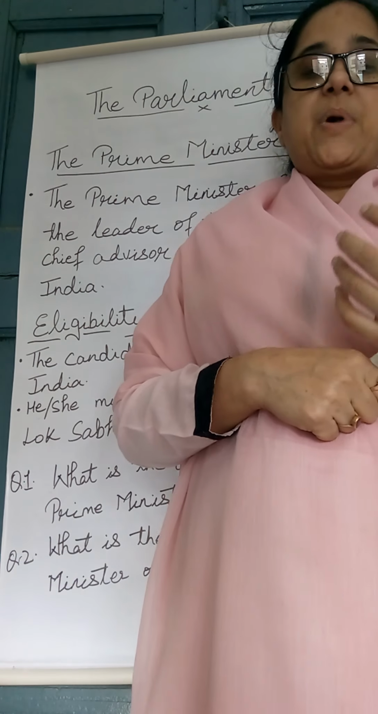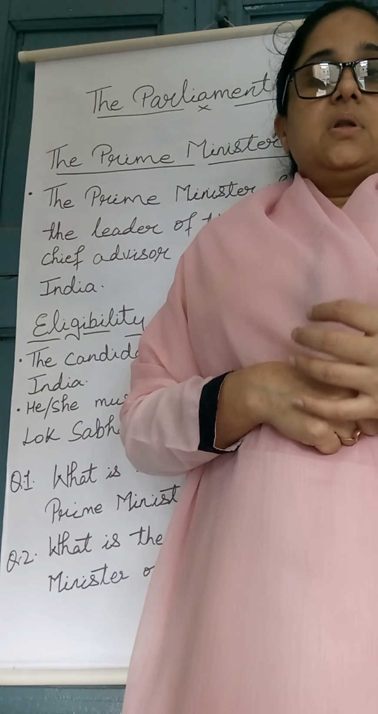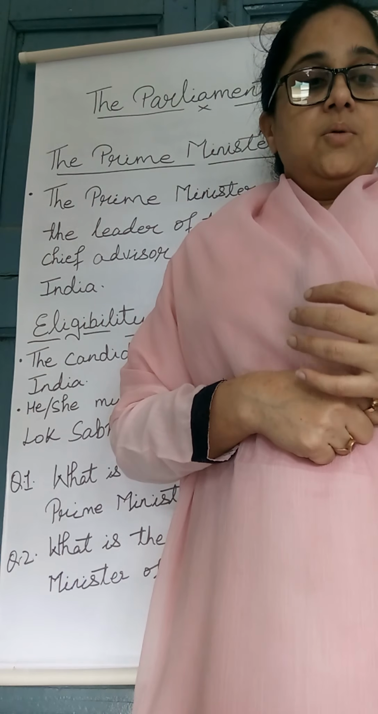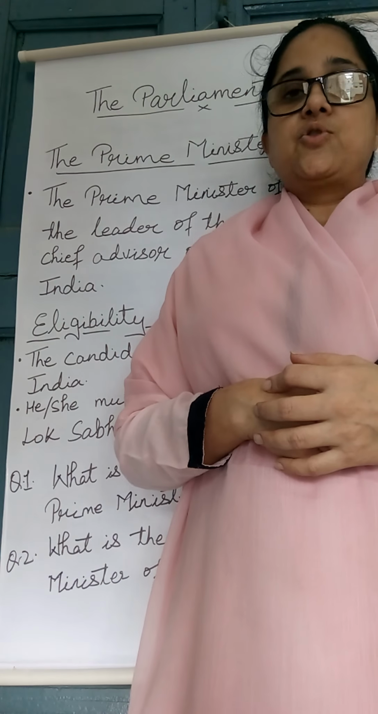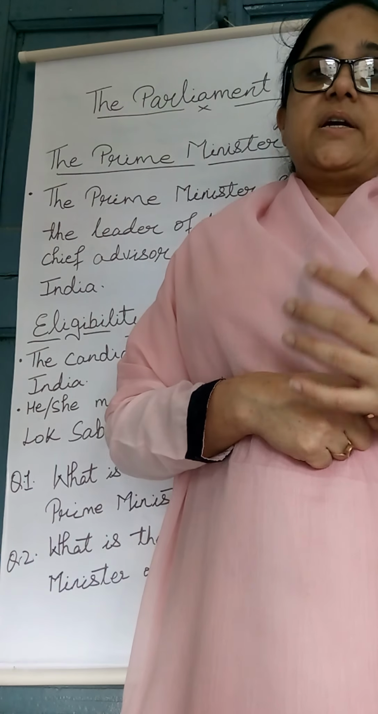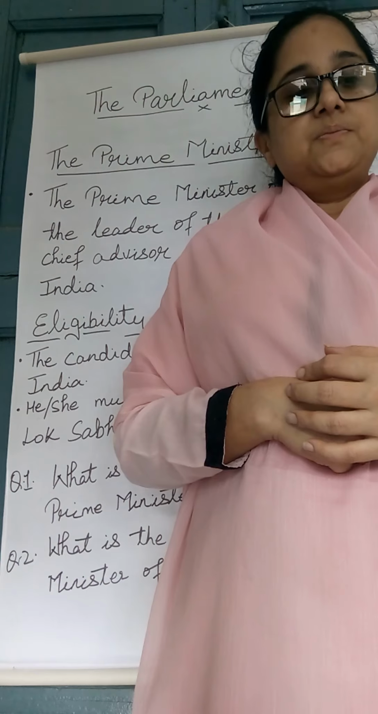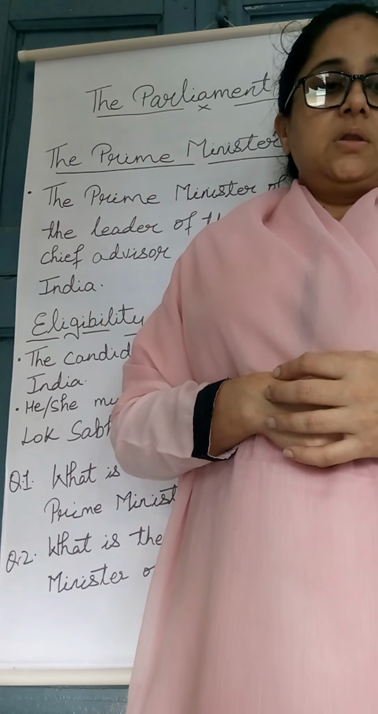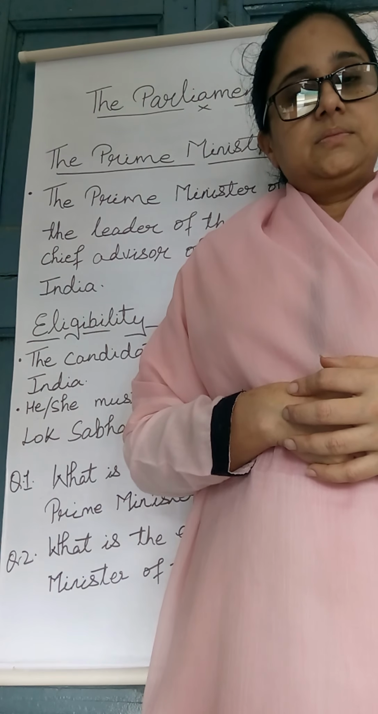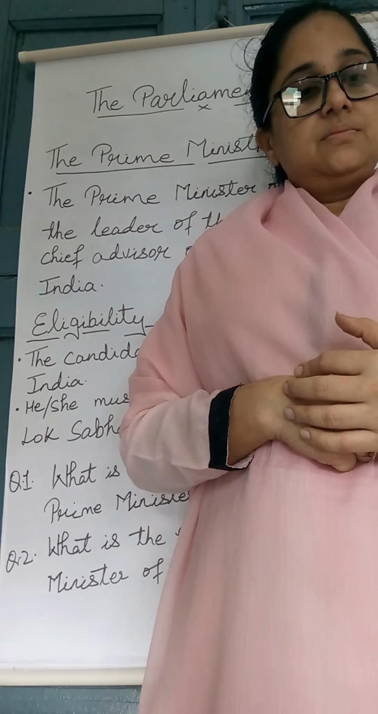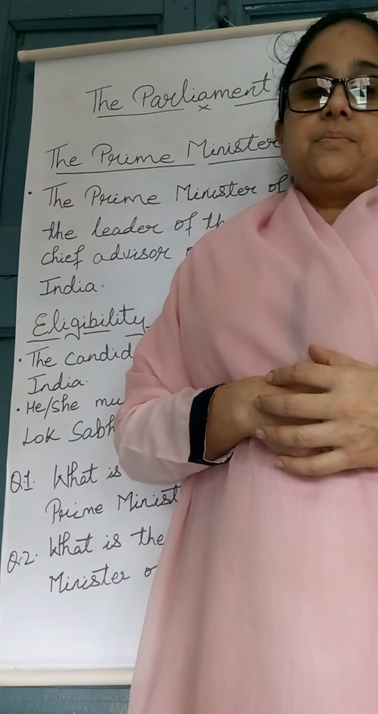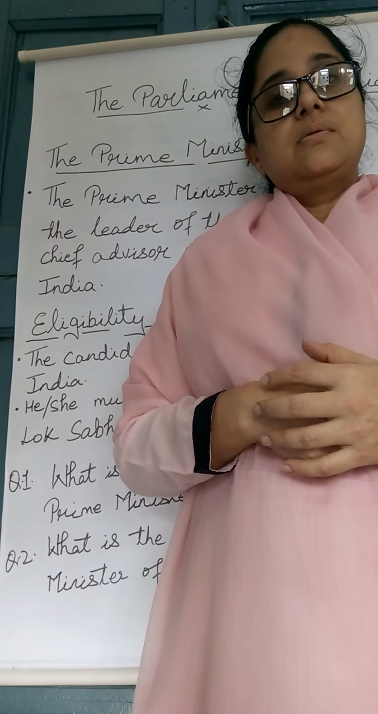Now, what are the position and powers of the Prime Minister? The Prime Minister occupies a unique position in a parliamentary democracy. The Prime Minister and the President: the Prime Minister is the link between the cabinet and the President. The decisions of the cabinet are conveyed to the President through the Prime Minister.